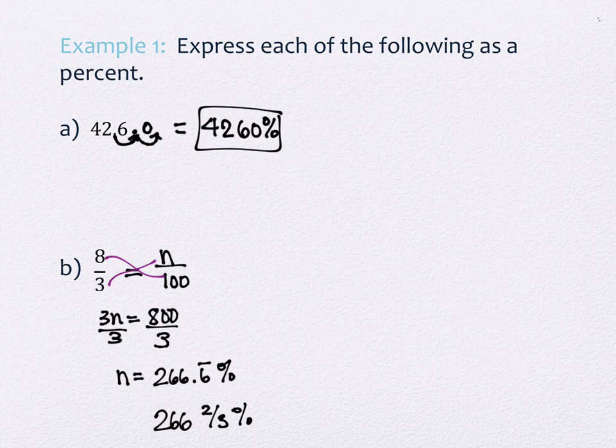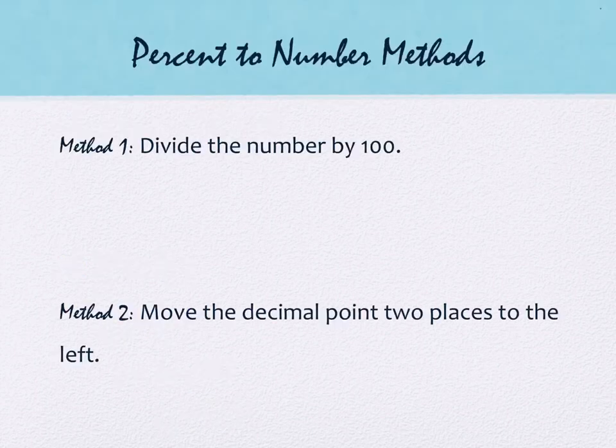Okay, so now this is moving a percent into a number. We're going to reverse the process. We're going to take a percent and turn it into a number. There's two basic ways to do this. One is to divide the number by 100, so you might physically do a division. The second one is to move the decimal again, but instead of moving it to the right and making the number bigger, we move it to the left and make the number smaller.